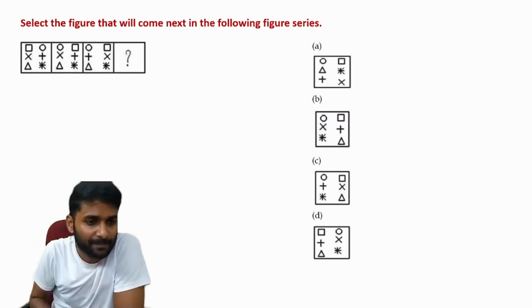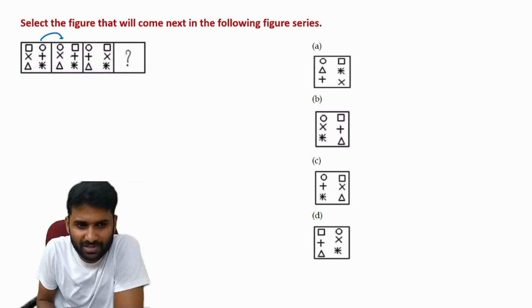Observe the picture. If you observe that in 1 to 2, these two objects are interchanged and the remaining positions are the same. So there is no change in row 2 and row 3. Row 1 interchanges these ones.